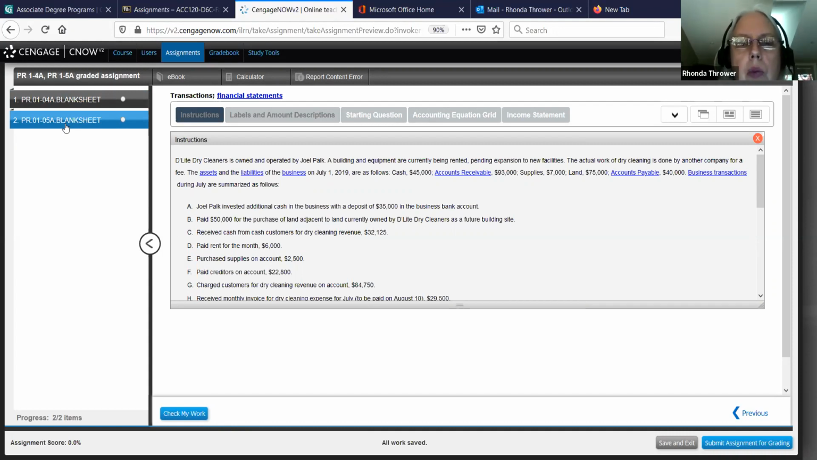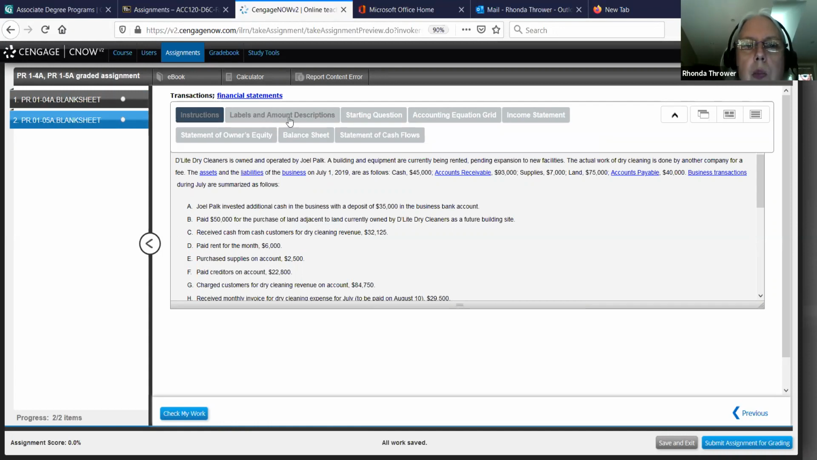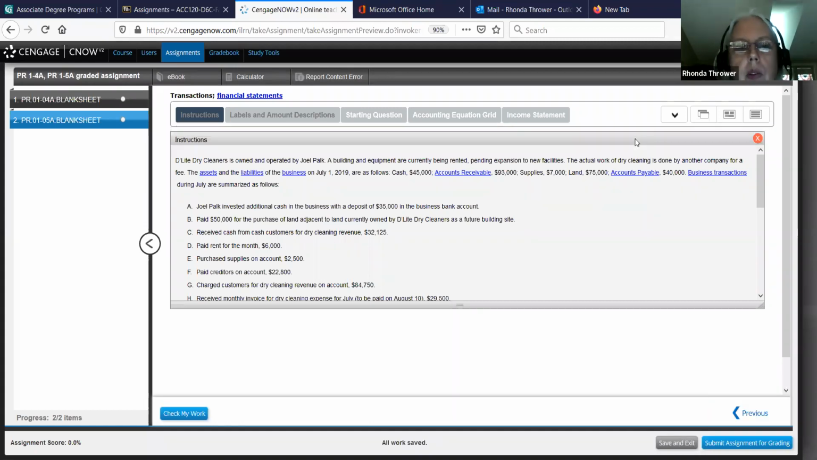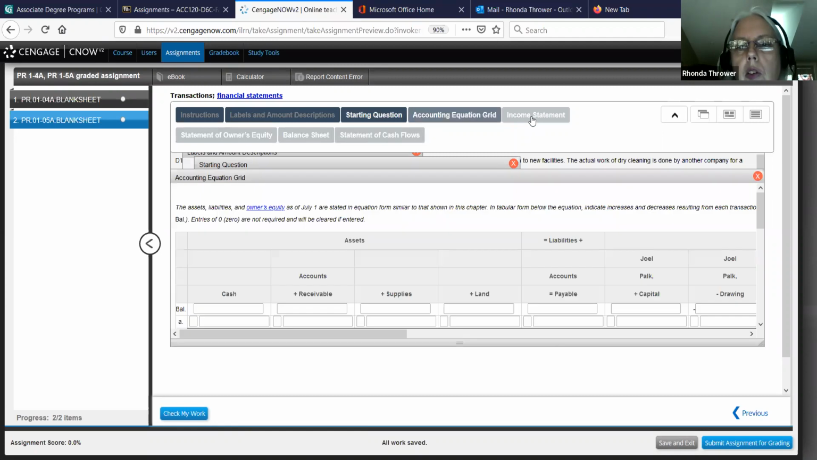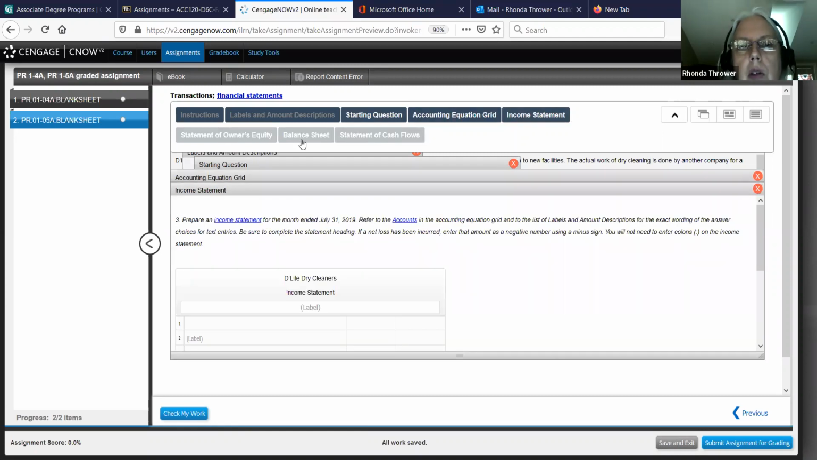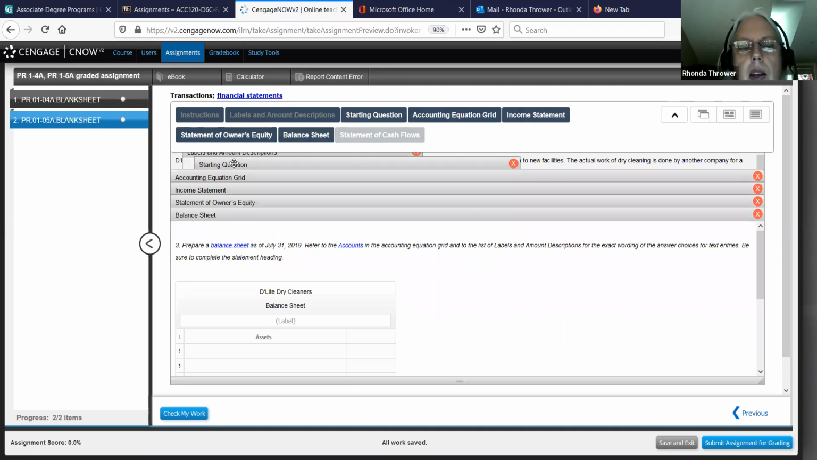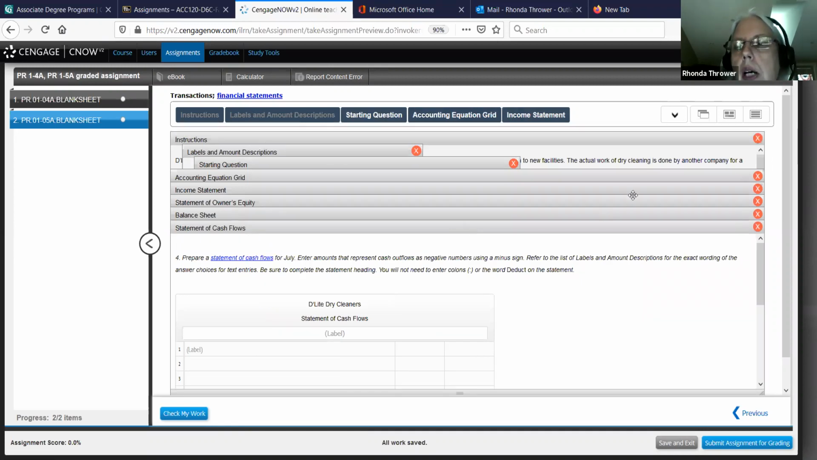Another reason I wanted to show you this one is because a lot of times students don't know what to do with this part of Cengage right here. And what I would suggest that you do, and I'm going to move myself out of the way so you can see the entire screen here, is that you click on each one of these tabs. This is just a suggestion, but if you click on each one of these tabs, you can see it's building all the tabs for you here.